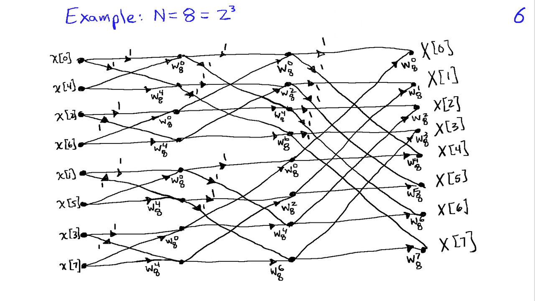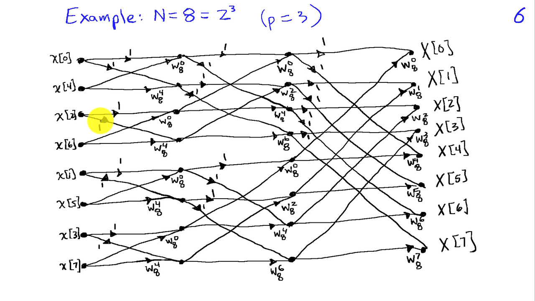So to get a feeling for what this algorithm looks like, we've drawn what's called a signal flow graph here, a graphical representation for the FFT algorithm in the specific case where n is equal to 8, and that's 2 to the third, or p is equal to 3. So we should have 3 stages here, and indeed we do. We have this first stage, a second stage, and then the final output stage.